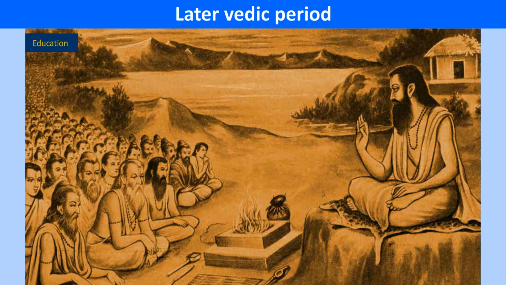2 assemblies, the Sabha and the Samiti, advised the king on important matters. The Sabha was an assembly of selected people. The Samiti consisted of all people of the tribe. The Samiti elected the king.